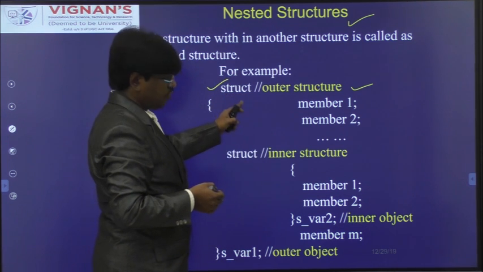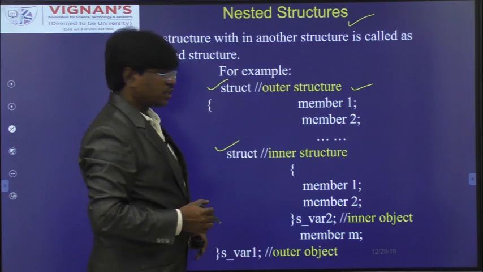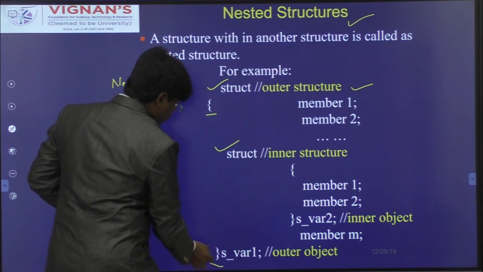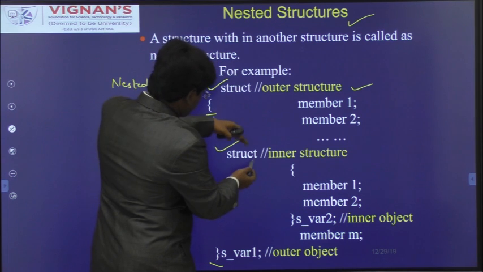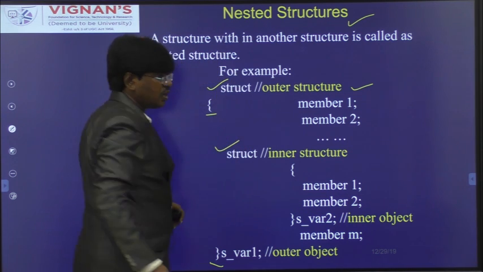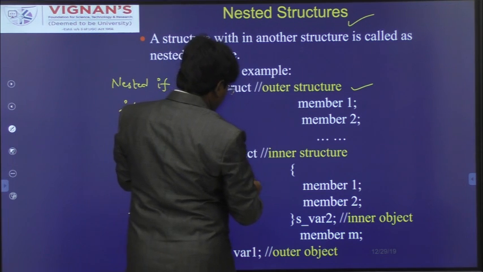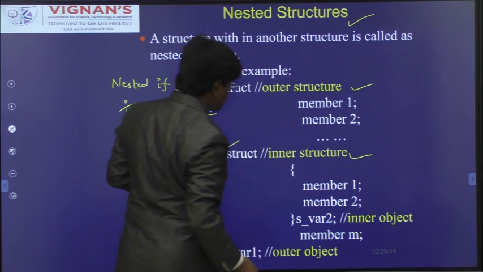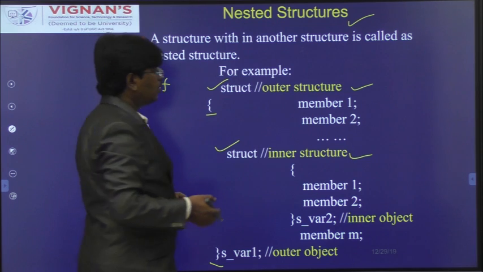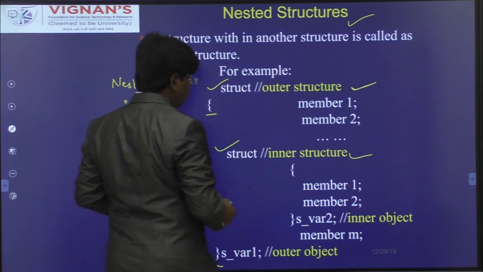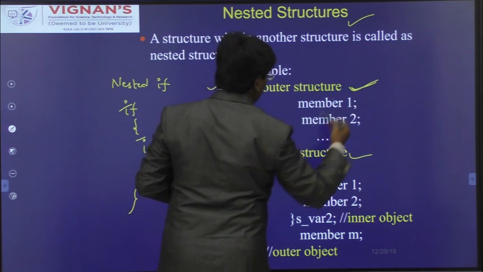I have taken one structure with the help of struct, and I have declared another structure within the body of this particular structure. This is the opening body and this is the closing body. A structure declared within the body of another structure is called a nested structure. The structure declared within the body is called the inner structure, and the structure in which the inner structure is declared is called the outer structure.